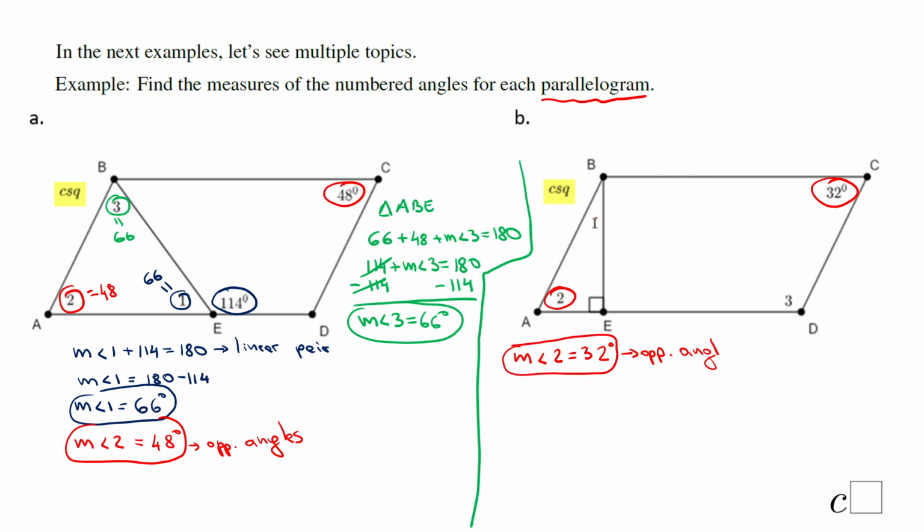Now we can move right away and find angle 1. How do I find angle 1? Angle 1 will be nothing else than 90 minus 32. Why that? Because we notice this triangle we have here, ABE, is a right triangle. So the acute angles in this right triangle are complementary, which means together they make 90 degrees. So that's the reason we can write that statement. And 90 minus 32 is 58 degrees.